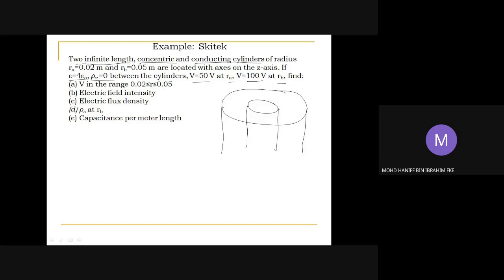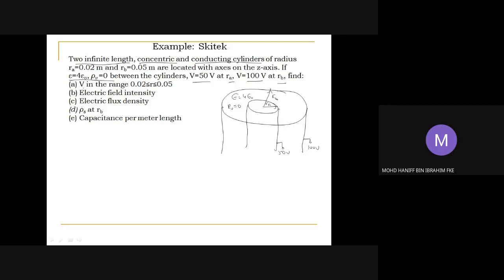So given in this problem, we have RA, which is 0.02, and RB, which is 0.05 meters, yeah? Given the area properties, epsilon equals 4 epsilon naught, and rho v equals 0, which is the area properties between the cylinders. And further, given that the potential here is 50 volt and the potential here is 100 volt, because RA is 50 and RB is at 100.